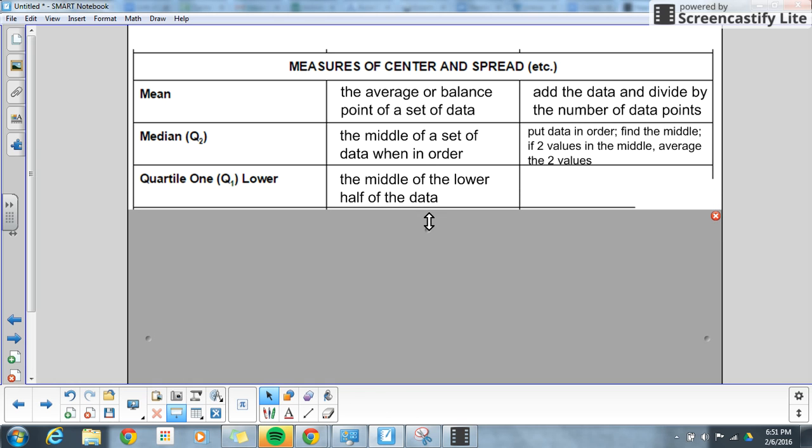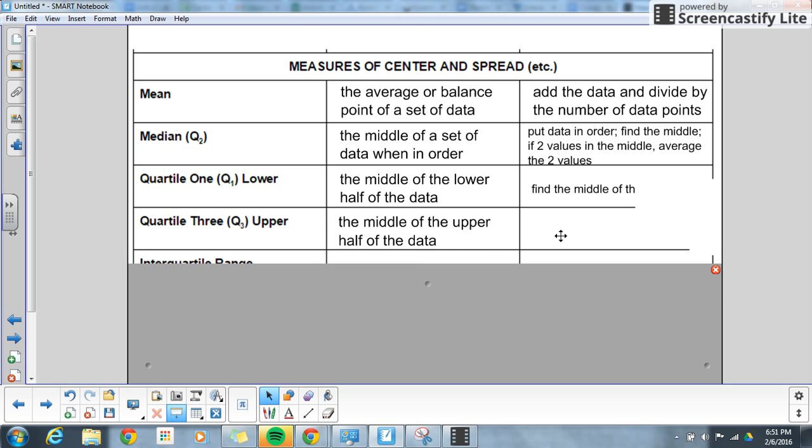The next value is Q1 or quartile 1, also called the lower quartile. This is the middle of the lower half of the data. So once you get the data in order, you find the median, then you just look at the lower half and find its middle. Alright, the next thing is quartile 3. This is the middle of the upper half of the data. Same way, you find the middle of the upper half of the data.